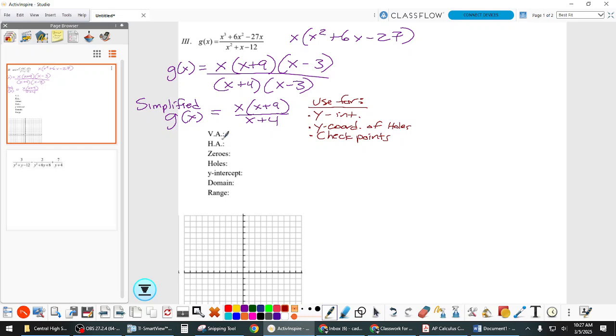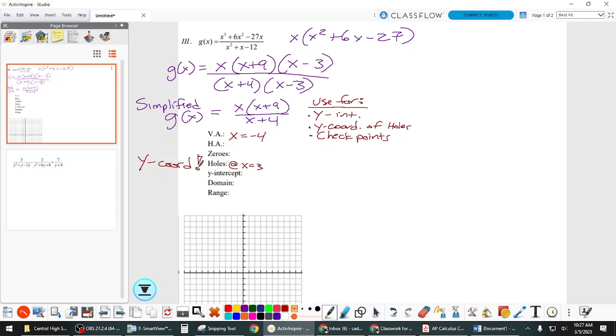Okay, so from this, we have a vertical asymptote at -4. So x equals -4 is our only vertical asymptote. I'm going to skip horizontal for a second and go to holes. So we have a hole at x equals 3 because that factor cancels. So at x equals 3, but we need the y-coordinate. So don't forget the y-coordinate of that.